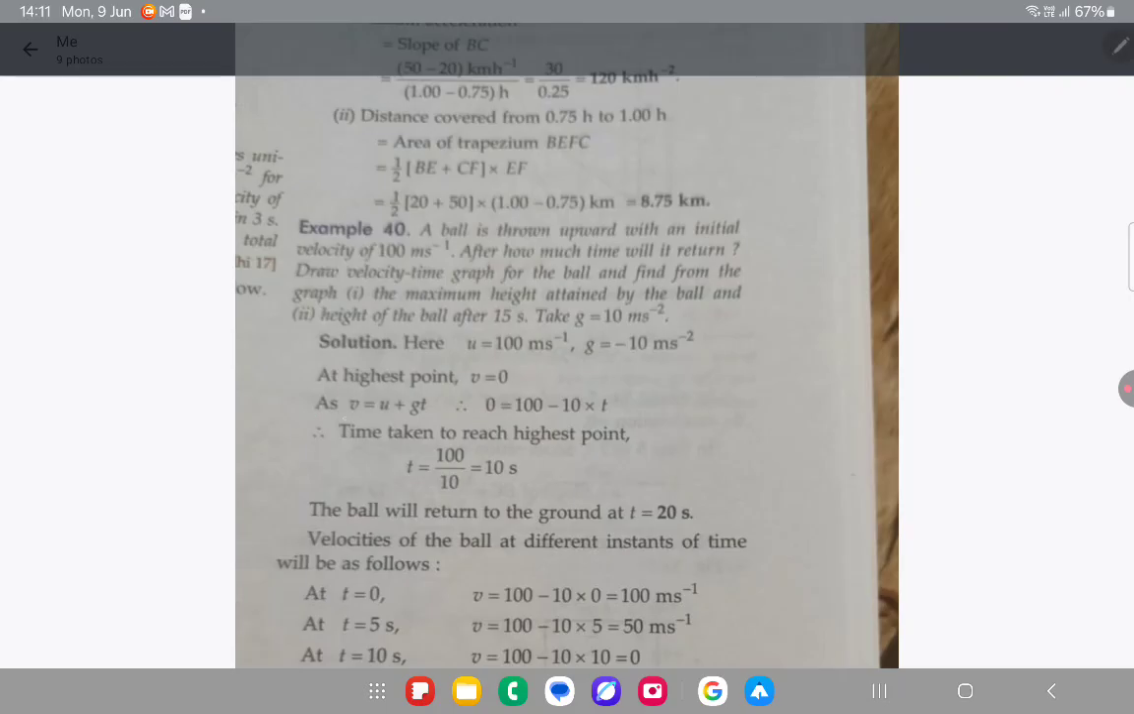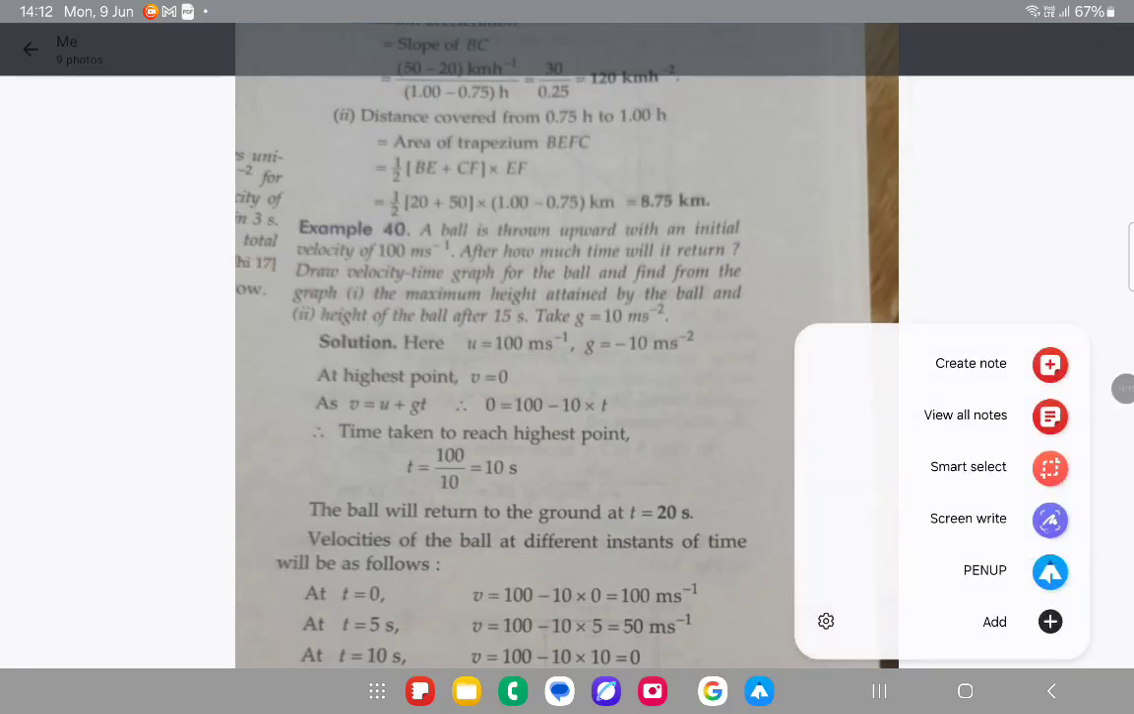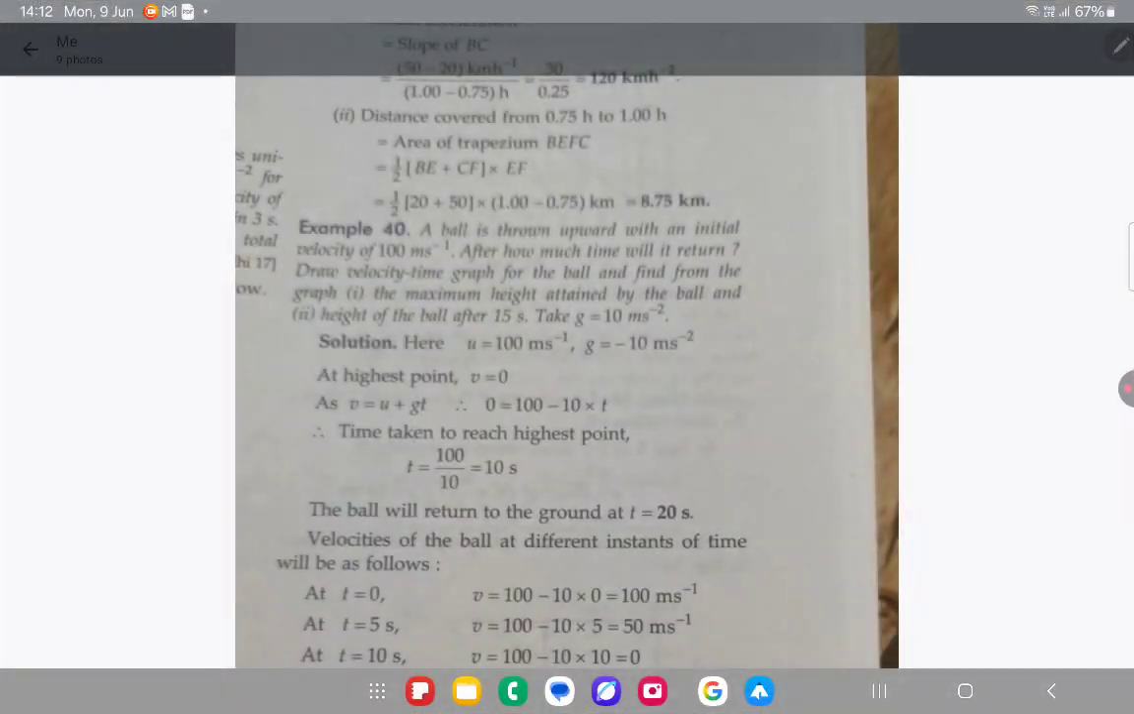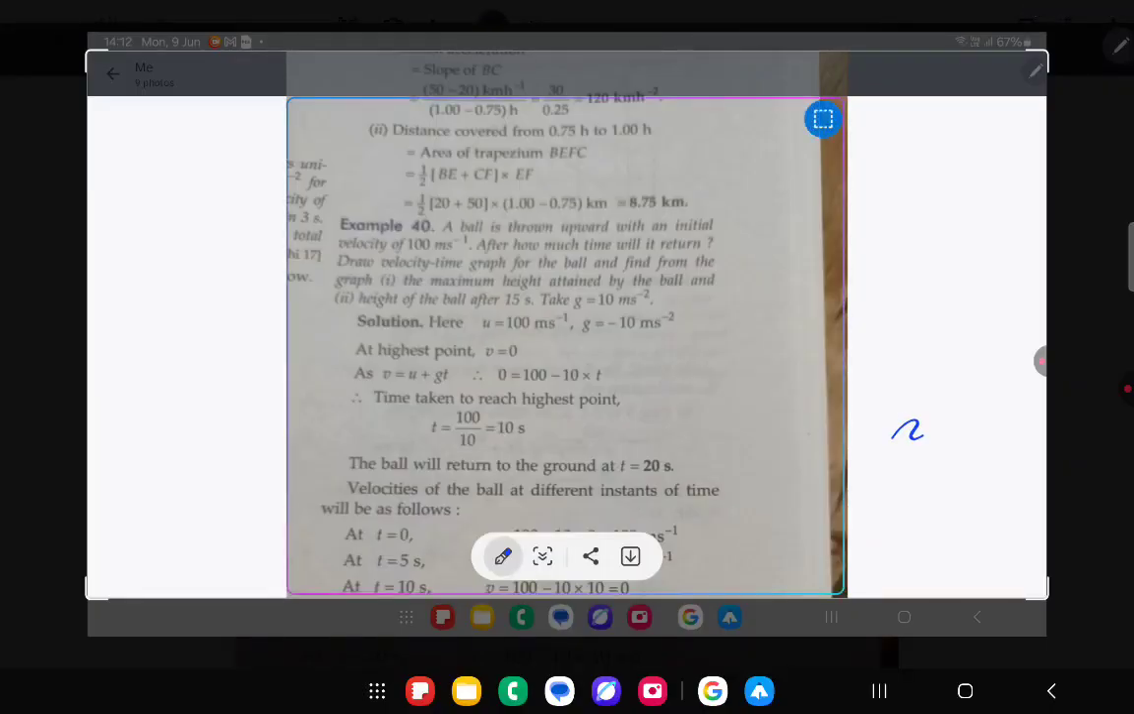They've used the formula v is equal to u plus at. The final velocity is 0 for a ball thrown up, and u is the initial velocity, 100 meter per second. Acceleration is acting downwards, so minus 10 into t, with which they found the time for the ascending journey. So you know how to draw that graph also. It's taken 10 seconds.